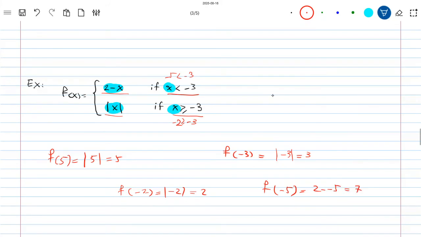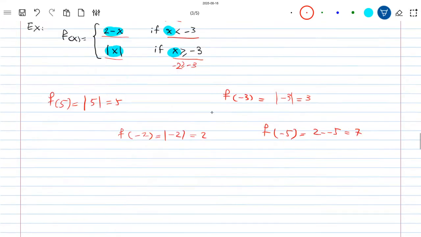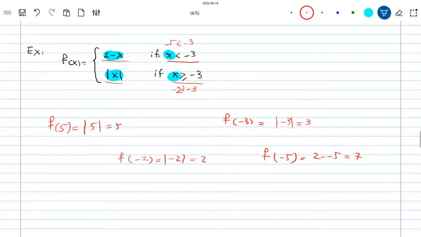Okay, all these are just simple calculations, but you need to make sure that your input belongs to the corresponding interval that you're using for that expression. So if I pick 10 as an input, 10 belongs to the second domain, x greater than -3, therefore I use the second expression.